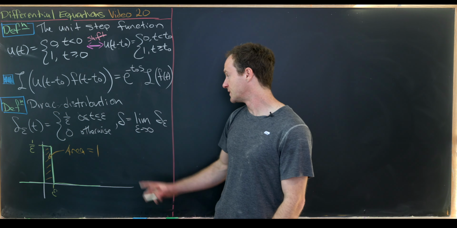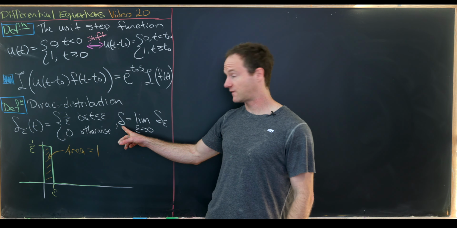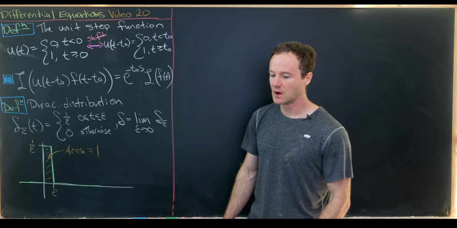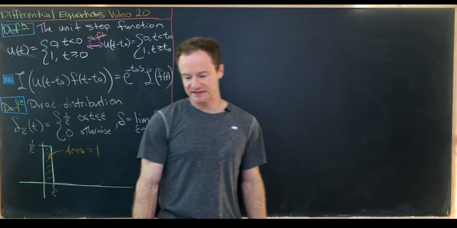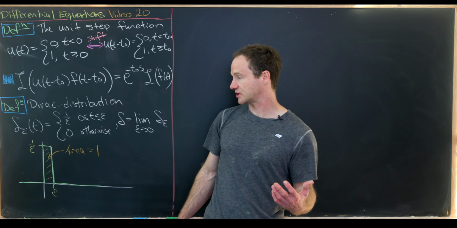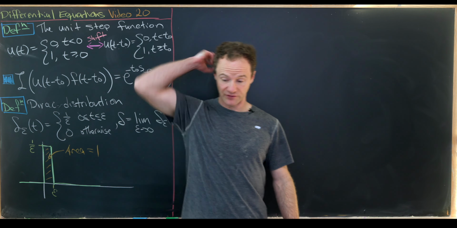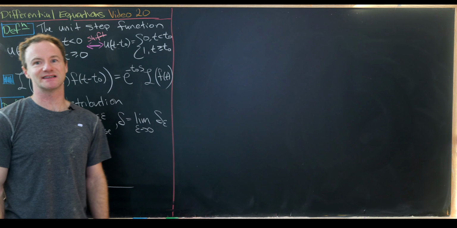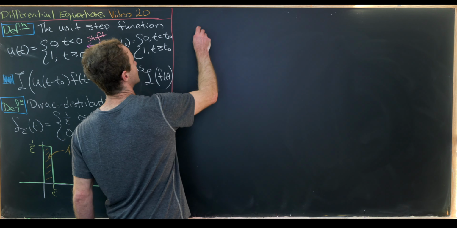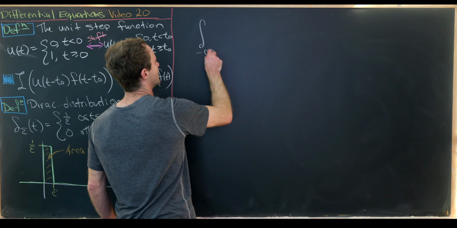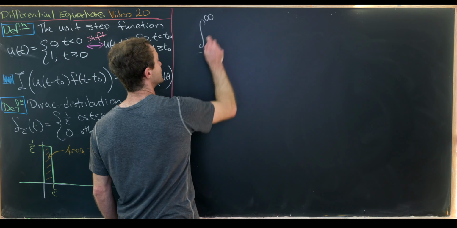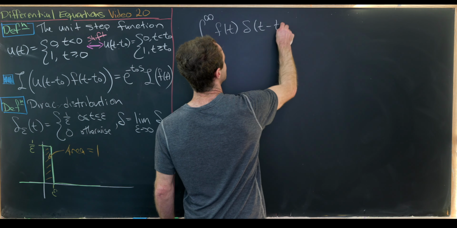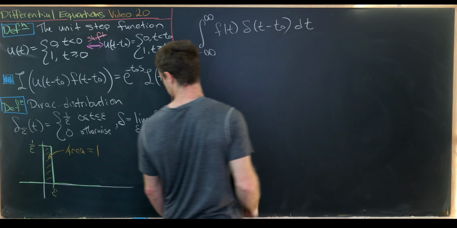Okay, so anyway, now we'll define delta, the delta function, to be the limit as epsilon goes to 0 of delta epsilon. Now what we'd like to do is see how this delta function interacts with integrals of other functions. And just like we did with the unit step function, this thing is often shifted. So in fact, what we want to look at is the integral from minus infinity to infinity of f of t times delta of t minus t0 dt.